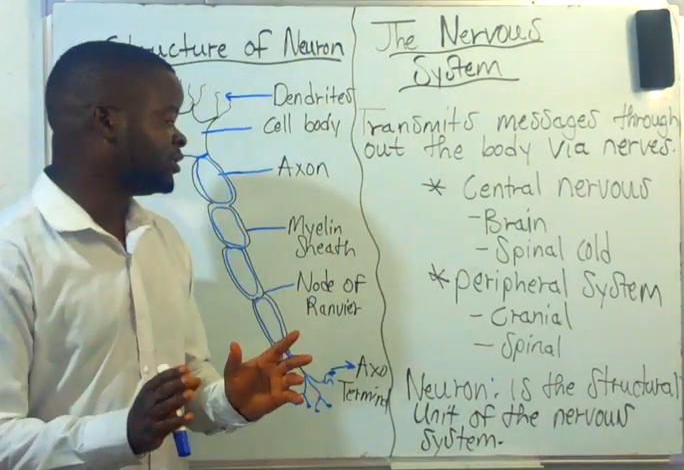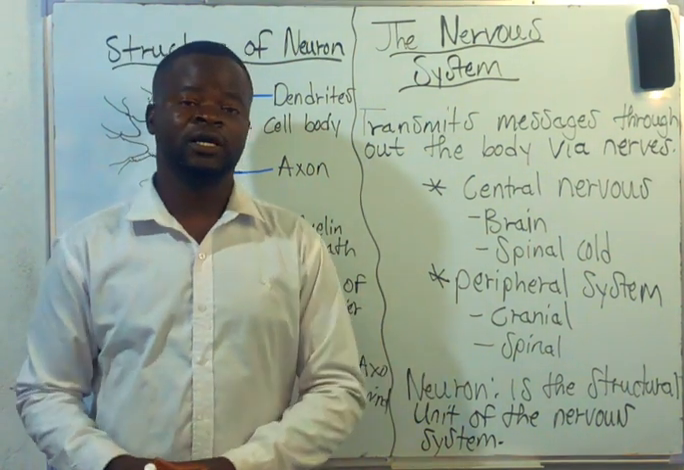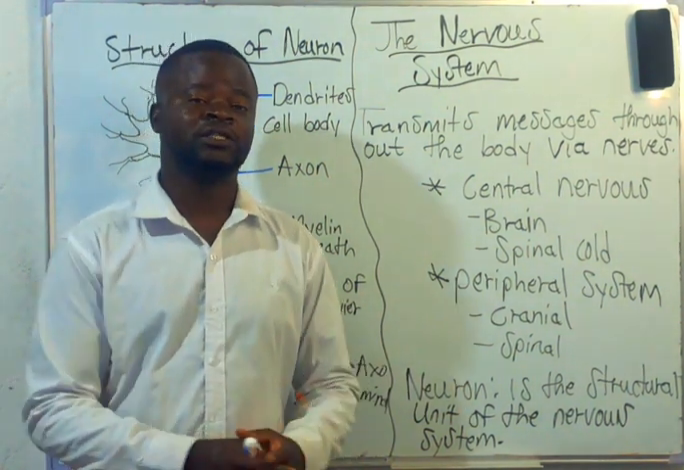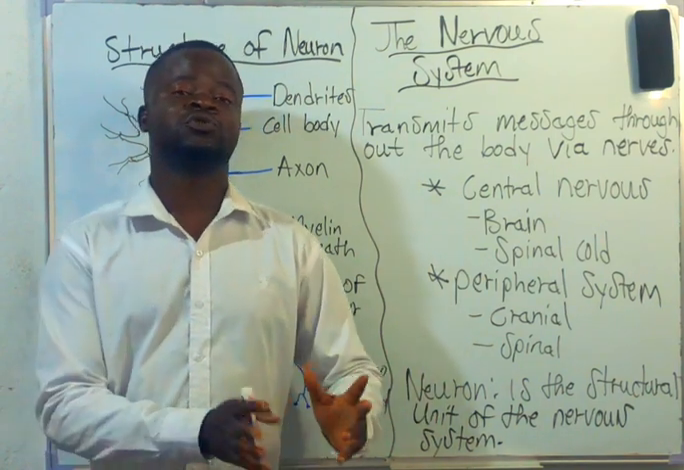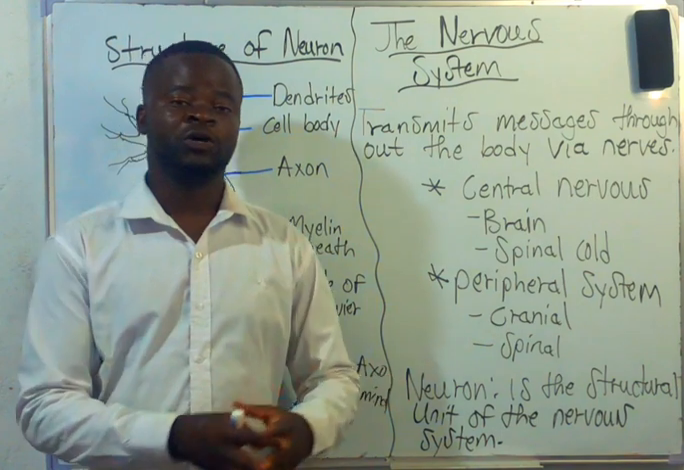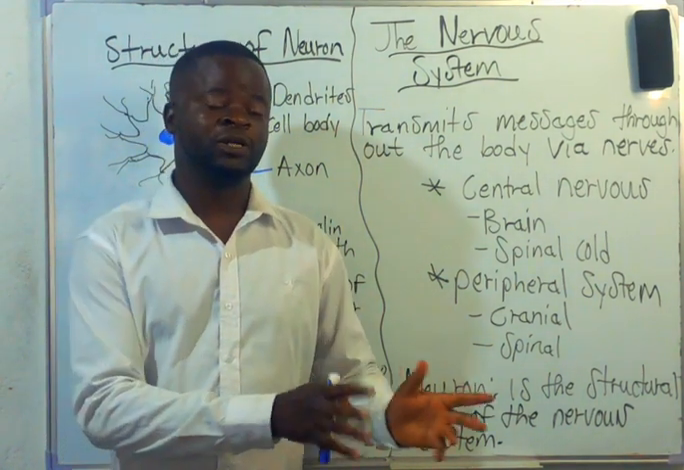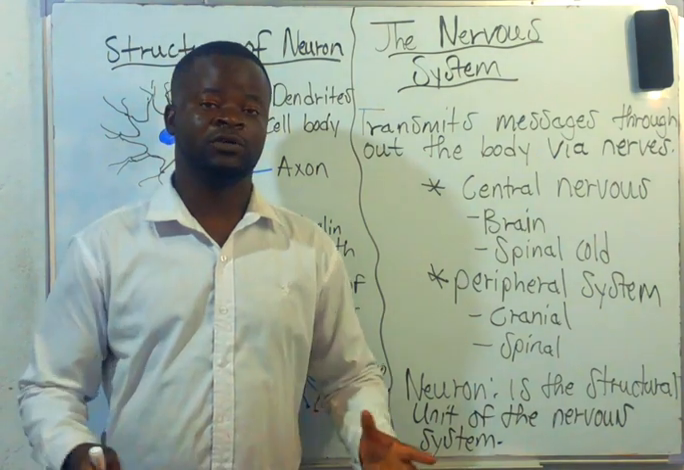Remember that all these, the cranial and the spinal nerves, are throughout the human body. Okay. Apart from that, the nervous system is divided into the CNS, which is the central nervous system, and the peripheral system, which is made up of the cranial and the spinal nerves, which surround our body.